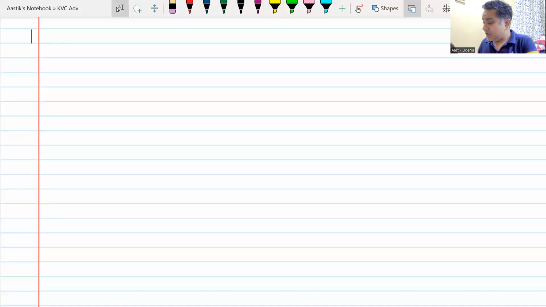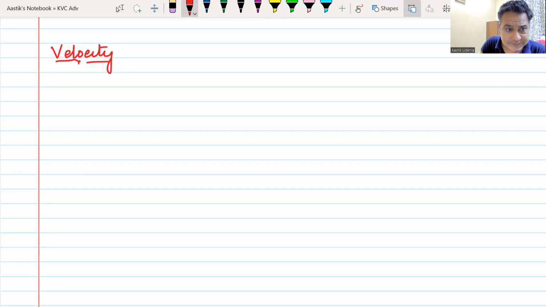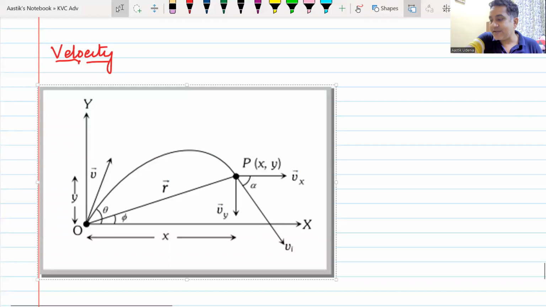Okay. Now we can also write the formula for velocity of the particle. Velocity at any point. If I just draw the previous diagram once again, so that I don't have to draw it. At any point, what we have done in the previous diagram was we had found out the displacement. We had found out the value of x and y.